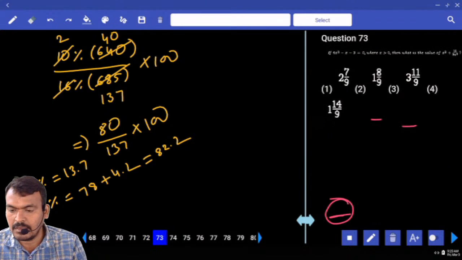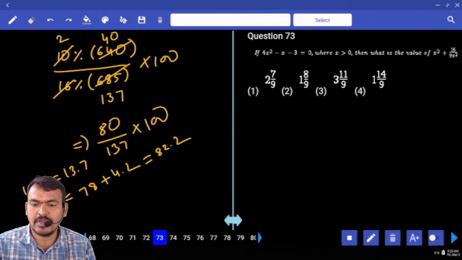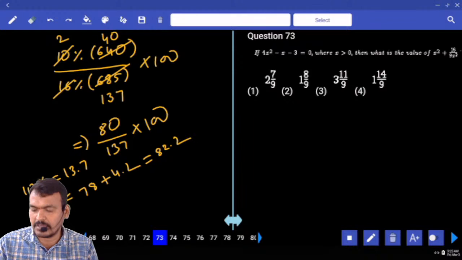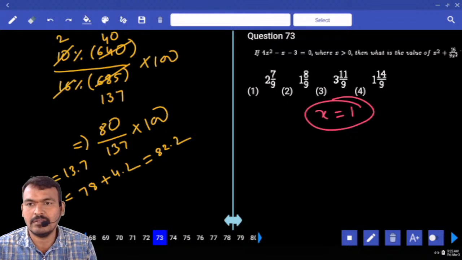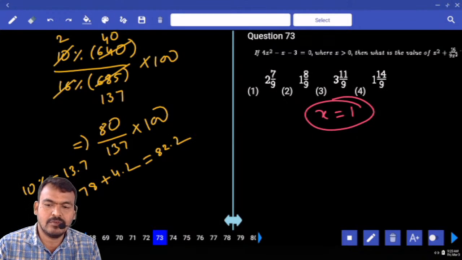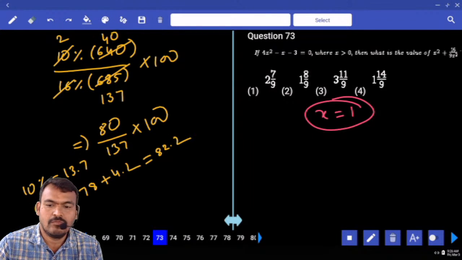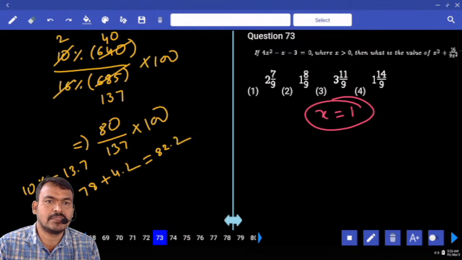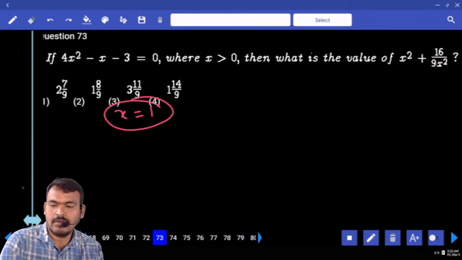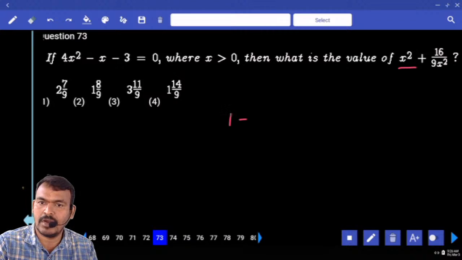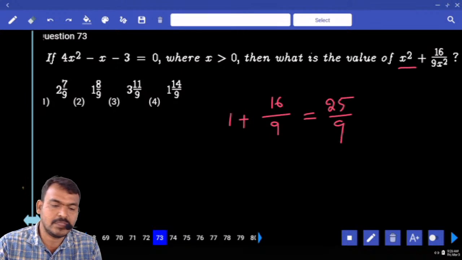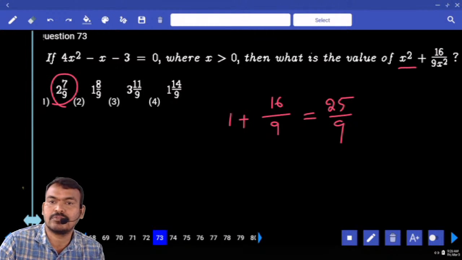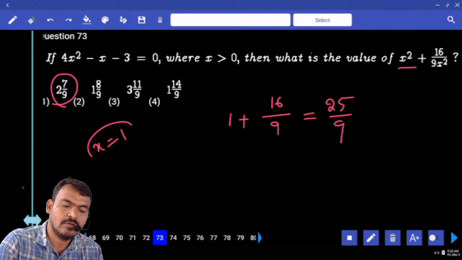59 or? Next, 73. 4x square minus x minus 3 equal to 0, where x is greater than 0. Substitute the x value 1 or not? 4, 1, 3. Substitute the x value 1. 4 into 1 square, 4. Minus 1 minus 3. We are getting 0. Substitute the x value 1. x square means how much? 1 plus 16 by 9. 1 plus 16 by 9 means we are getting 25 by 9. 25 by 9 means which option? 27 by 9. First option. Just substitute the x value 1.